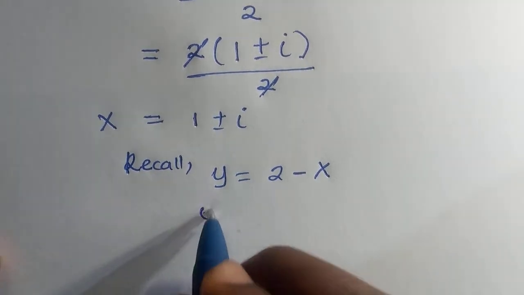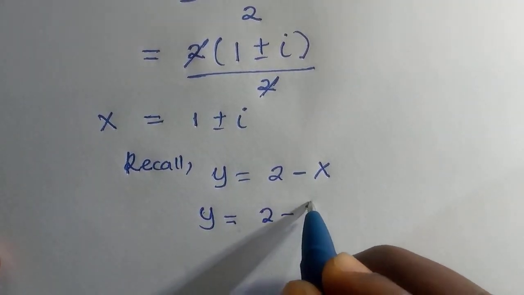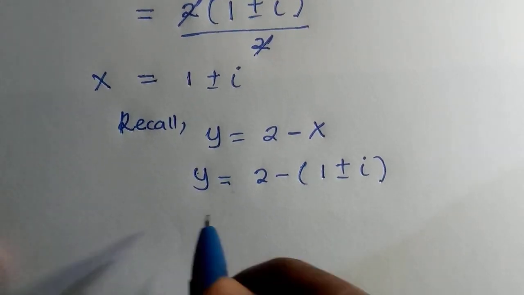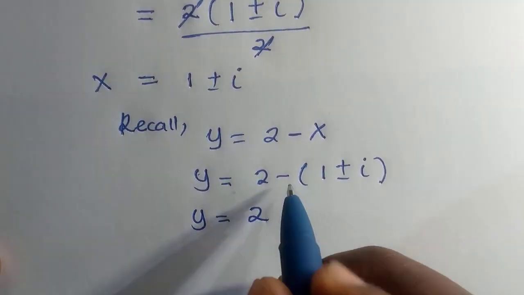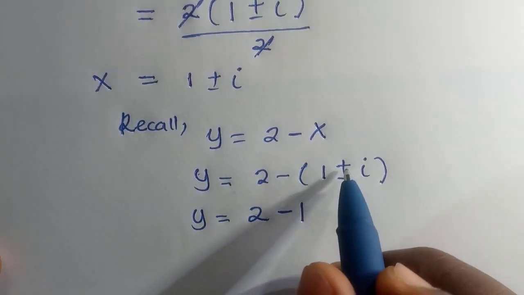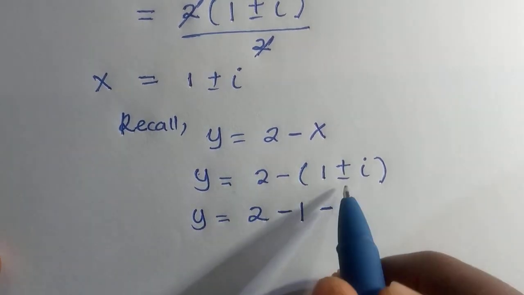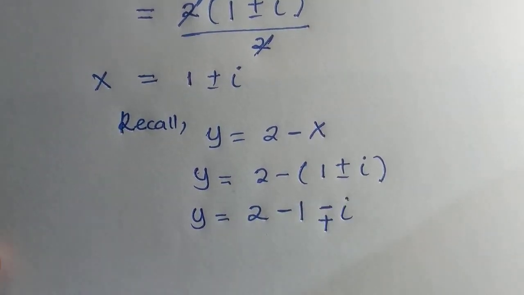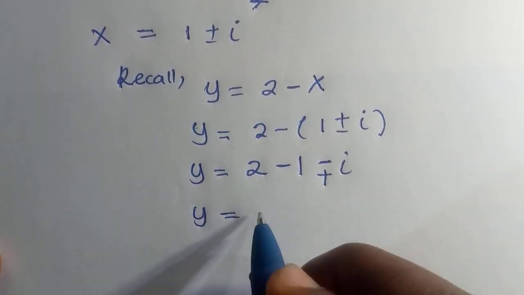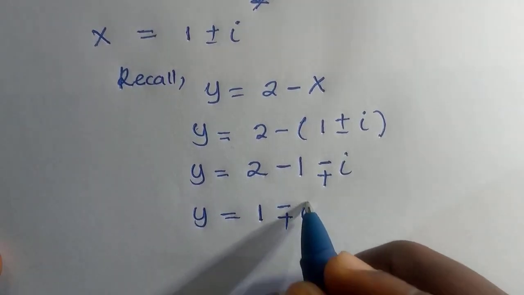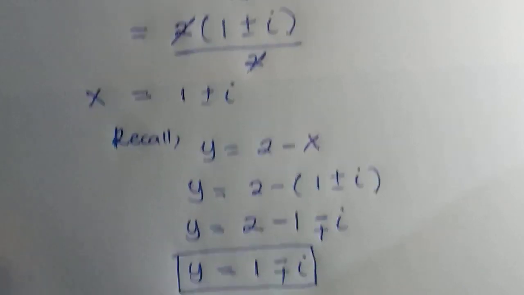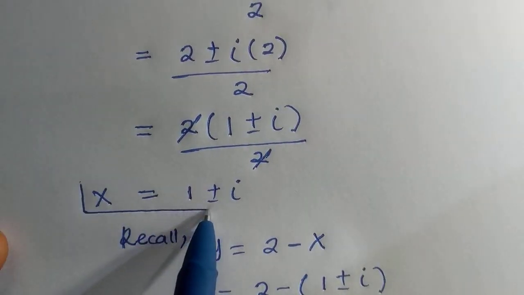When we recall from equation 3, which says y equals 2 minus x, then we substitute the value of x directly as y equals 2 minus open bracket 1 plus or minus i. So therefore, we have y equals 2. When we open this, minus times this becomes minus 1. Then minus multiplied by this plus, it becomes minus. Then minus times minus becomes plus. Then here is our i. So there is real and real, which is 2 and 1. So 2 minus 1 is 1. Then minus plus i. And here is another value of y, as we get the value of x as this.